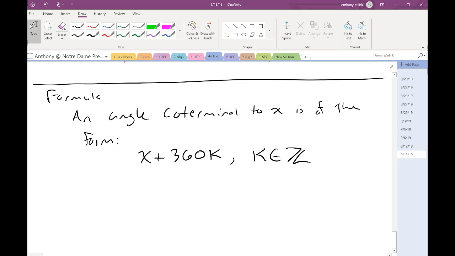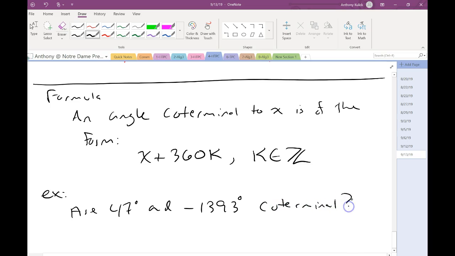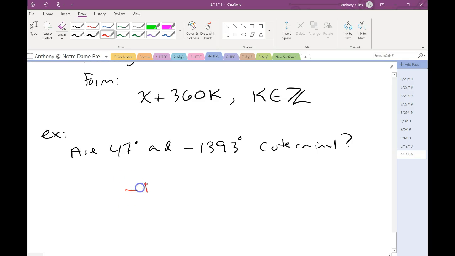Again, that z-looking symbol is our symbol for the integers. So maybe we ask, are 47 and negative 1,393 coterminal? To do this, I'm going to solve the equation negative 1,393 equals 47 plus 360k. Then I'm going to look at my solution for k and see if I get an integer. If k is an integer, then yes, these two angles are coterminal. If k is a decimal, then no, they are not coterminal.